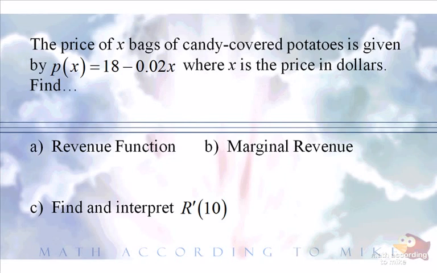There you go. Price times the number of units sold. How many units do we sell? X. So revenue is P of X times X.